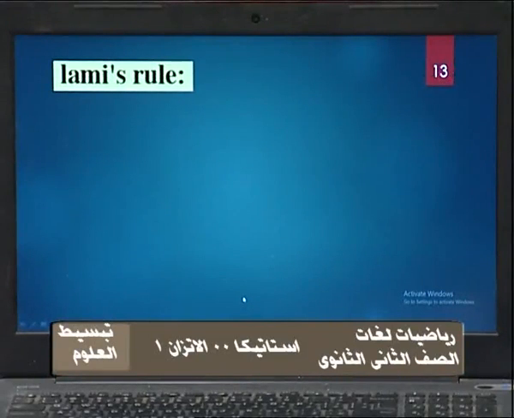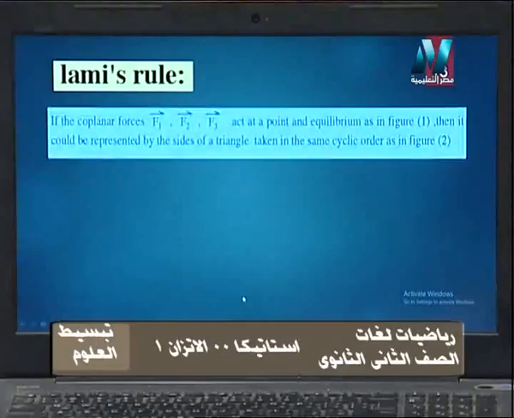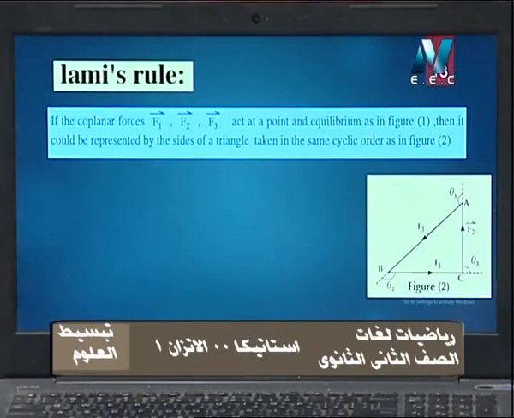Lami's rule. It's a very important and easy rule to solve the equations or to find F1, F2 and F3. If the coplanar forces F1, F2 and F3 act at a point and are in equilibrium, as in figure 1, look at this figure. We have here F1 acts on BC, F2 acts on CA, and F3 acts on AB. So these three forces act in the cyclic order of the triangle.